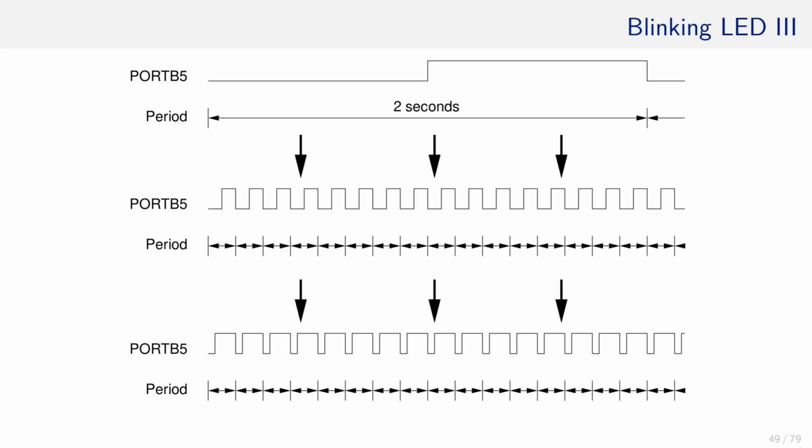So, in the middle timing diagram, the on and off timings are equal, so the duty cycle is 50%. In the lower diagram, the ratio is 3:1 between the on and off time, so the duty cycle is 75%. Constant on would be a duty cycle of 100%. Constant off is 0%. As you can see, no matter the duty cycle, the period always remains the same.